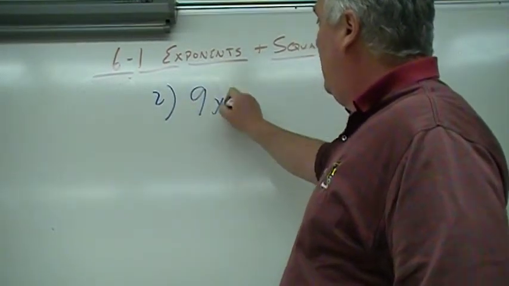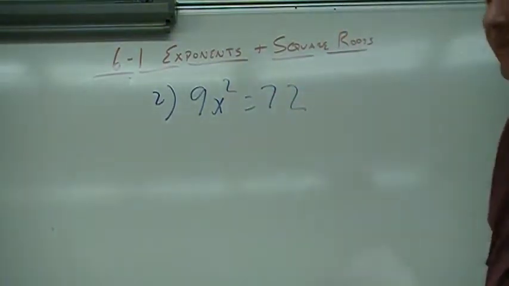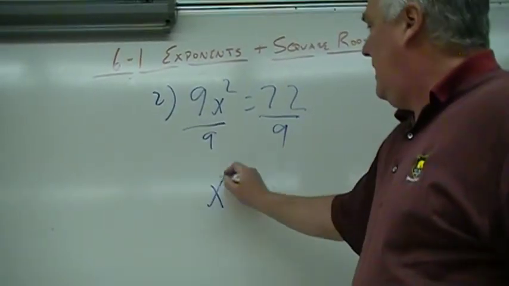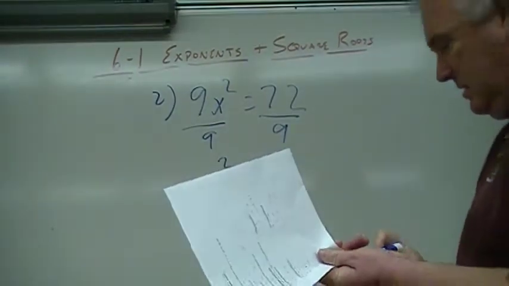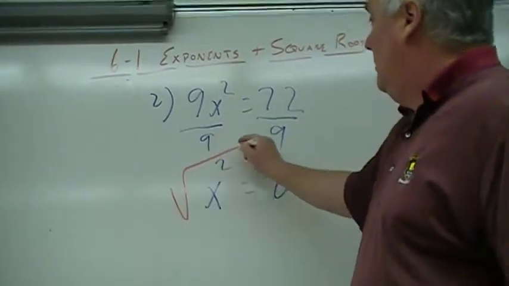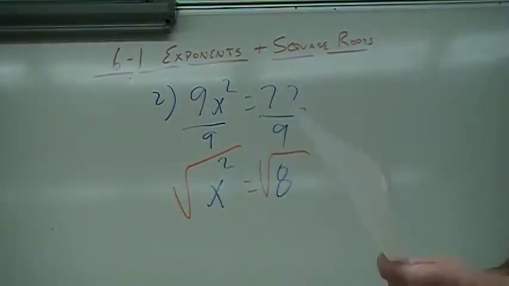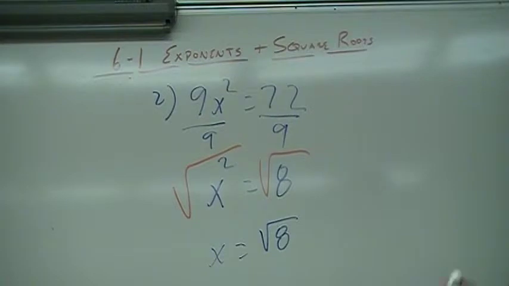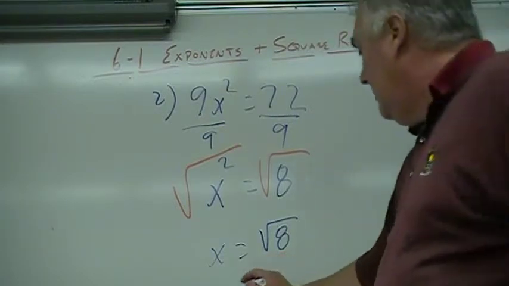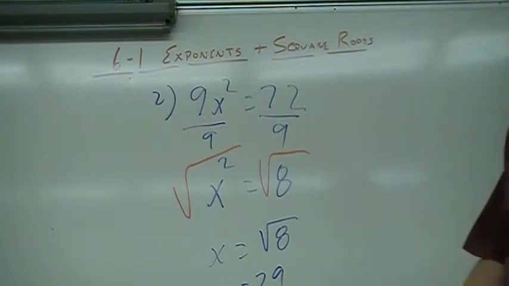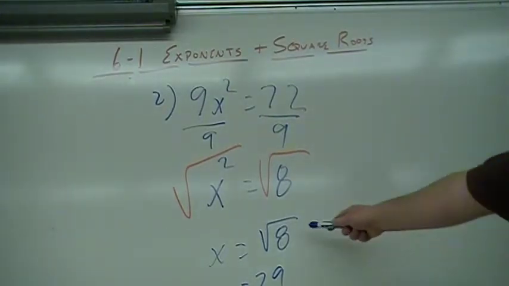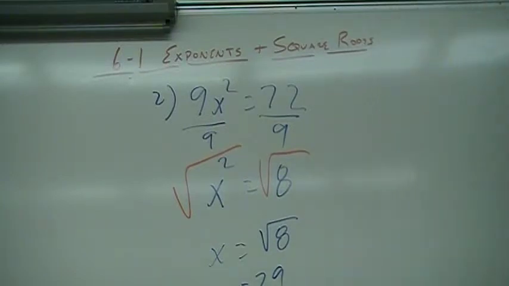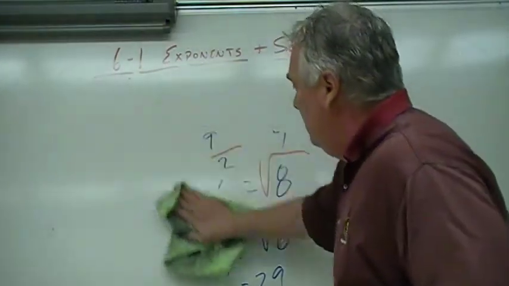Teaching problem 2. 9x squared equals 72. Same deal. Divide by 9, divide by 9. X squared equals 8. Root both sides. X equals the square root of 8. If you do that with your calculator, you will then get about 2.9, because it's a little less than the square root of 9, which is 3, right? So you could estimate it, but you could also use your calculator too. So those are 2 basic ones right there.